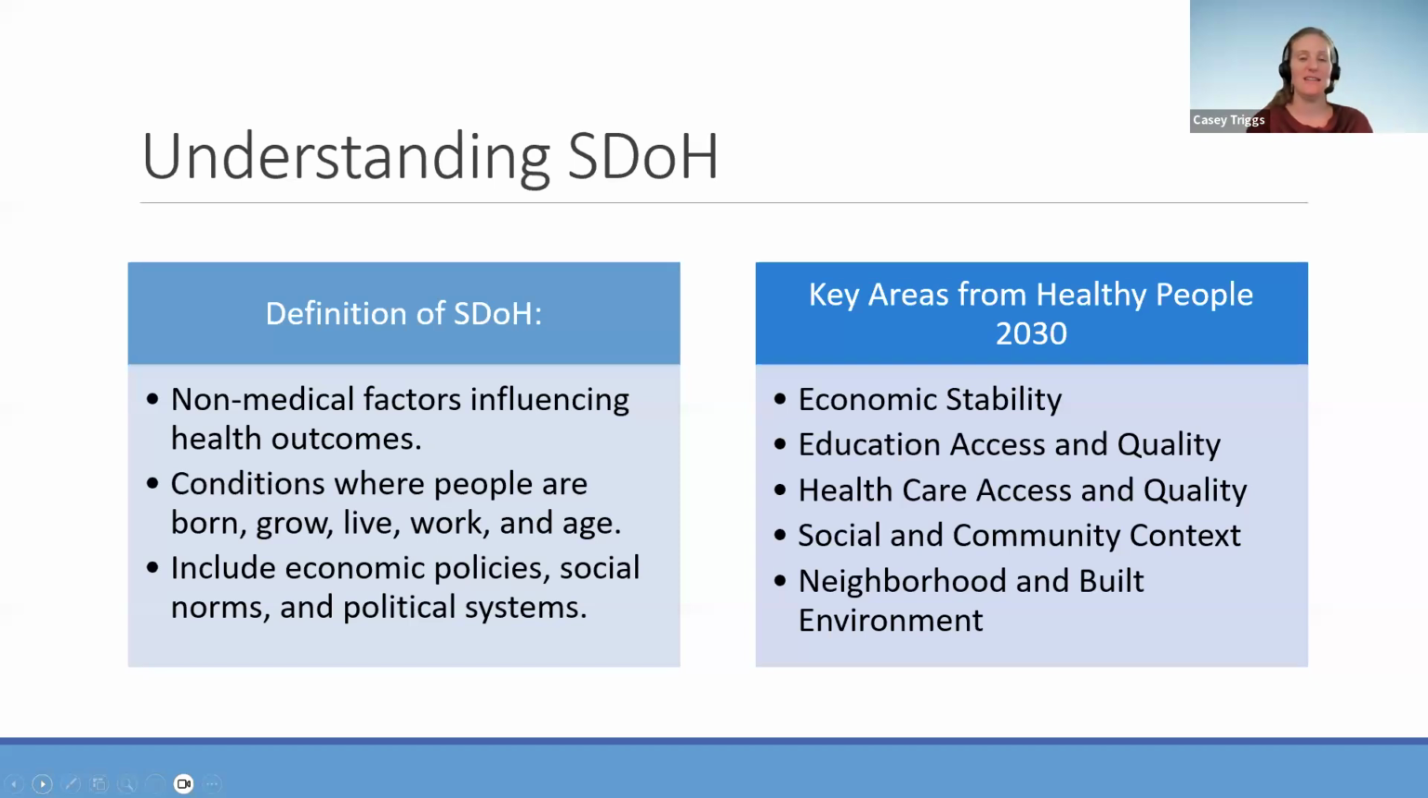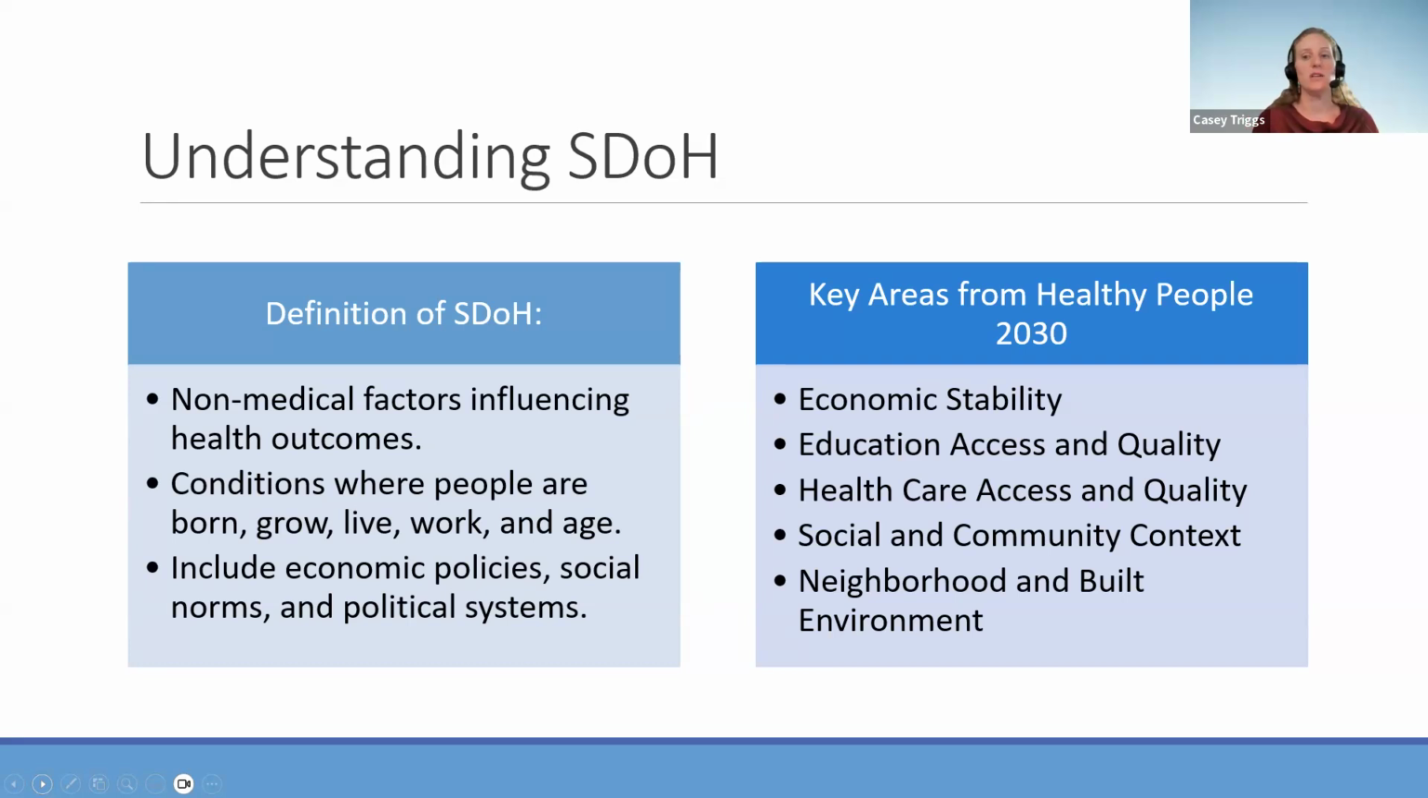Okay, so understanding SDOH. We're going to start by explaining what social determinants really are. According to the CDC and the World Health Organization, SDOH are the non-medical factors that influence health outcomes. These are conditions where people live, work, grow, and age. As I alluded to before, they include economic policies, social norms, and political systems that really shape our daily lives. An example would be someone living in a neighborhood with poor air quality, or that has limited access to nutritious food or grocery stores, or maybe they have an unsafe housing condition.